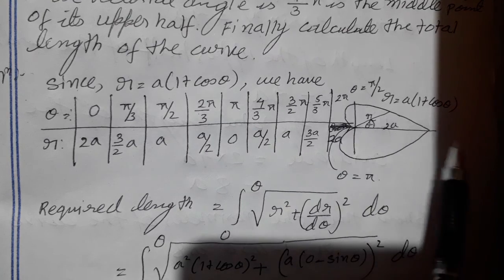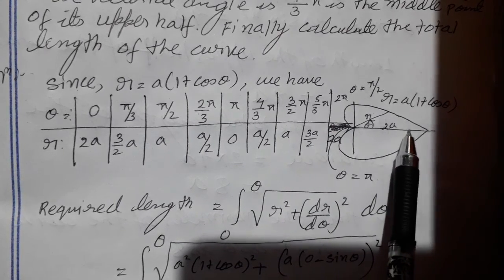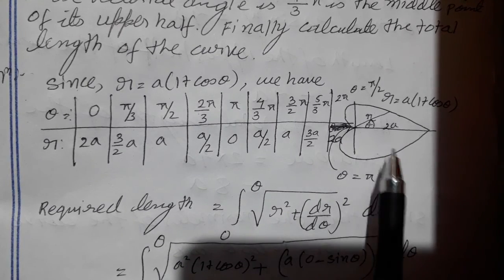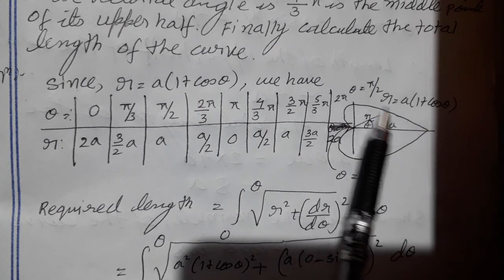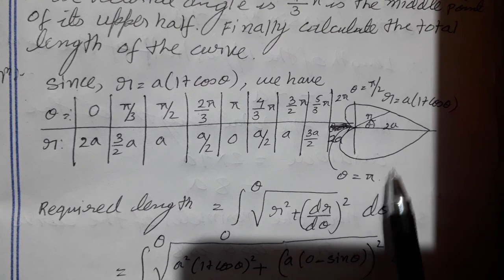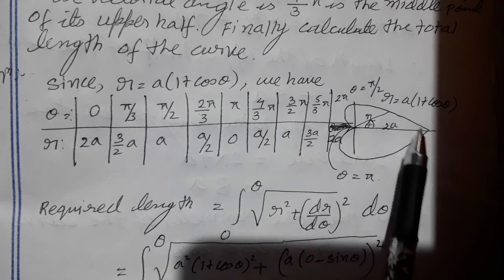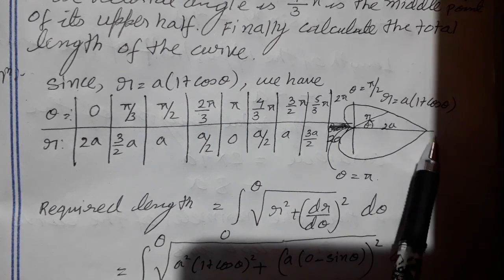So at this point we have 0, at this point the angle is π. So if you want to find only the length of the upper half, we try to integrate from 0 to π. Okay, so let us integrate. First of all, let us find the upper half of this, then we try to find the total length. Here we are trying at some angle θ, to find what is the length of this first.